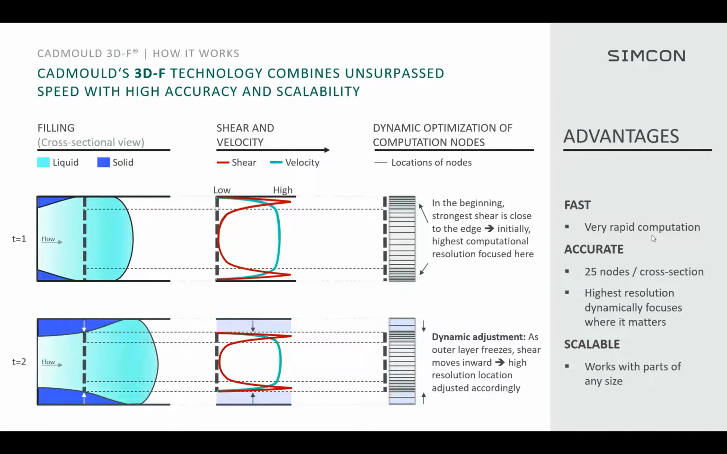Between the upper and lower walls, we divide the analysis into 25 node points. As the plastic flows through the mold, the plastic solidifies as it goes through. This reduces the cross-sectional area, but we still are able to analyze the 25 node points, and this enhances the resolution and accuracy of the results. This way of processing the data for plastic injection molding is unique to Simcon and CADMould.